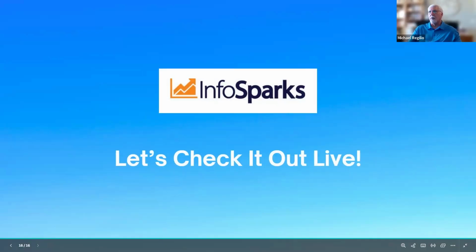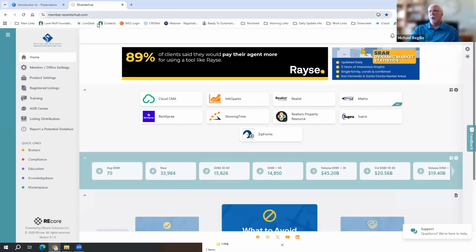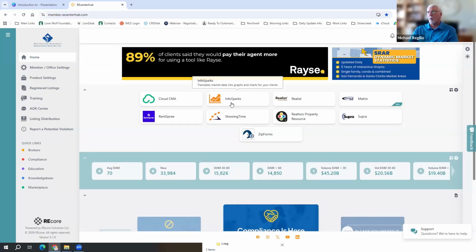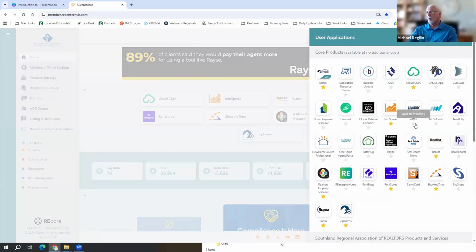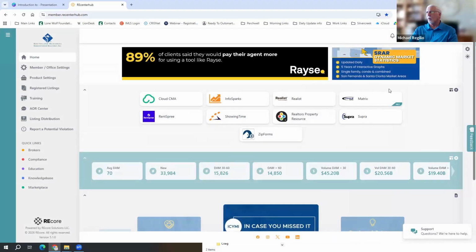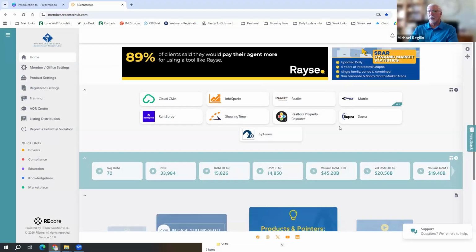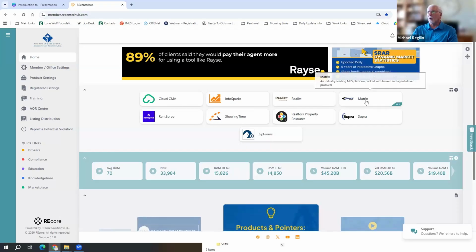All right, so let's check it out. So how do you get to InfoSparks? The first way you get there is on your RE Core dashboard. You've got the tiles here for the different programs. If InfoSparks does not show up here, you can click on the plus under Manage Apps, and anytime you put a star next to one of the different programs or systems we have available, it will add it to your dashboard, or remove it if it's something that you don't use.